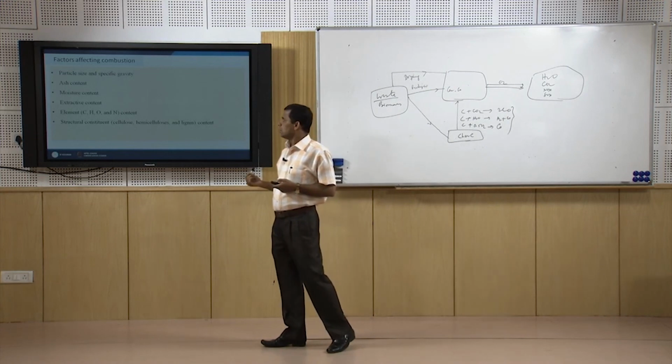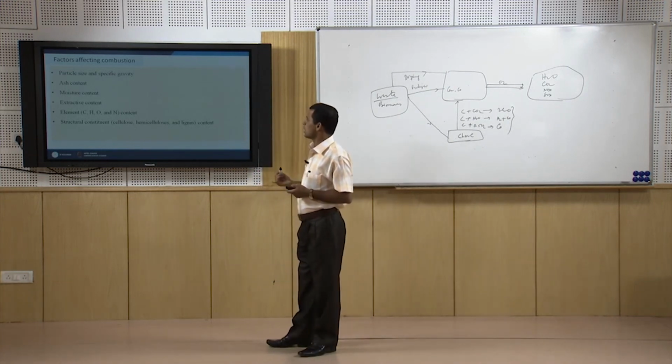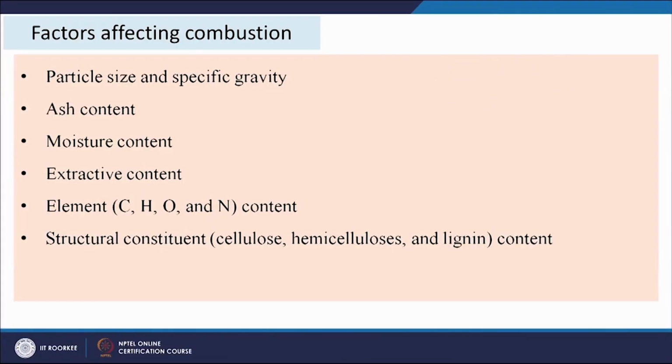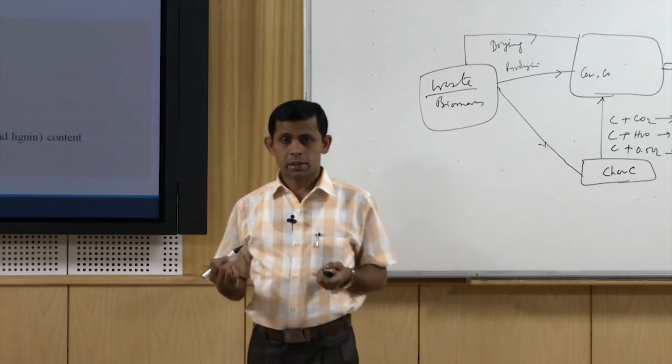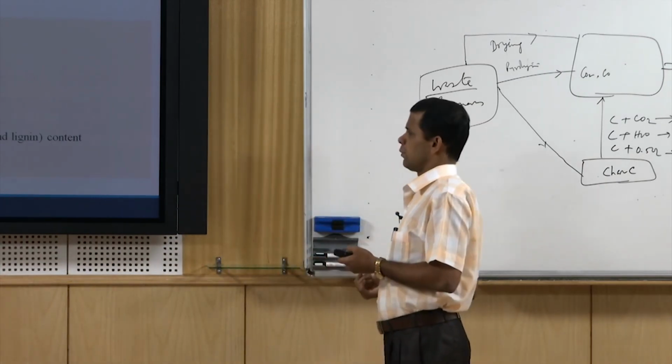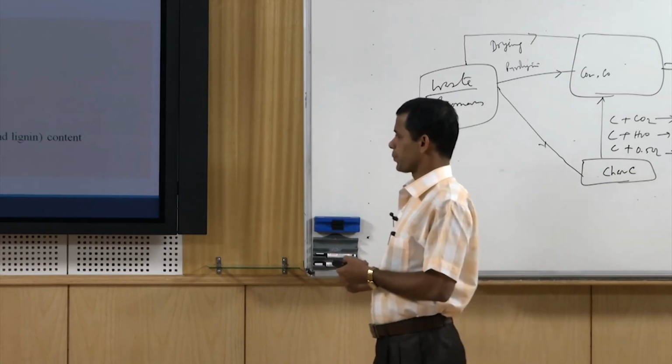So, the factors which affect the combustion are particle size and specific gravity, as we have discussed. Ash content also influences the performance of the combustion process. Moisture content, extractive content, more extractive more the combustion, elemental composition, carbon, hydrogen, nitrogen and oxygen present inside it, and structural constituents like cellulose, hemicellulose, lignin. If present in solid waste, the lignin containing solid waste will be more difficult to combust than cellulose and hemicellulose containing wastes.